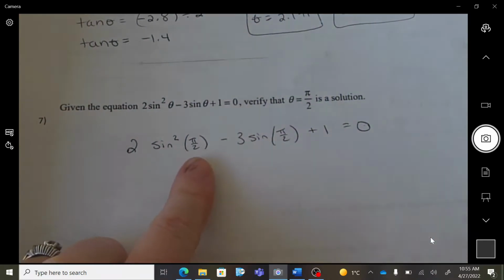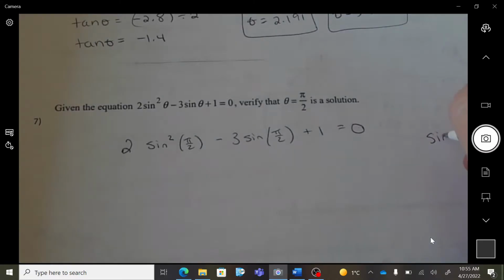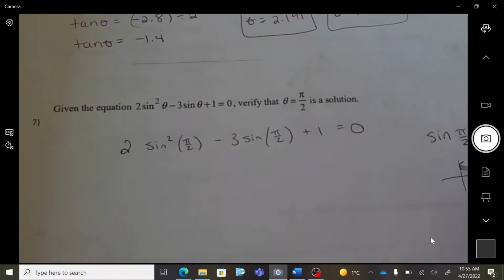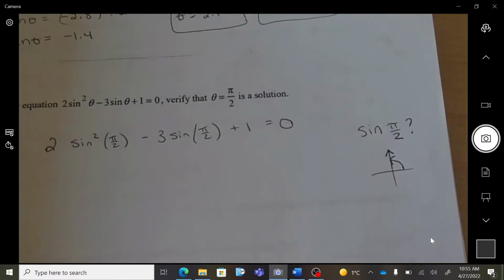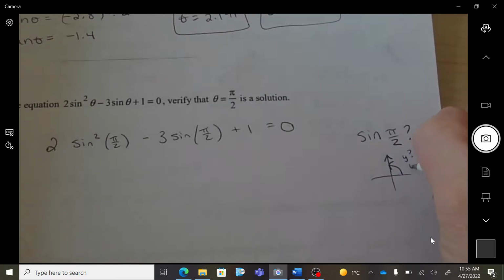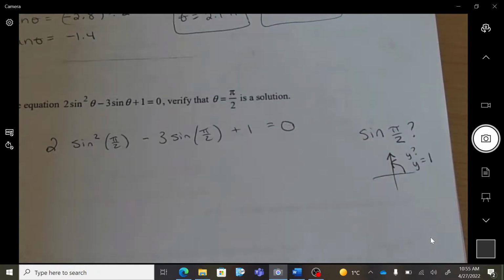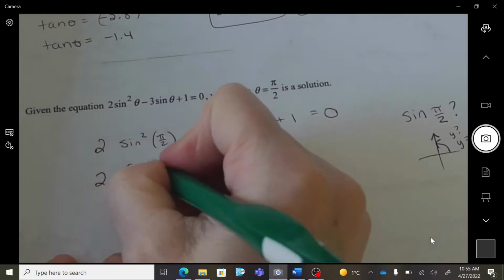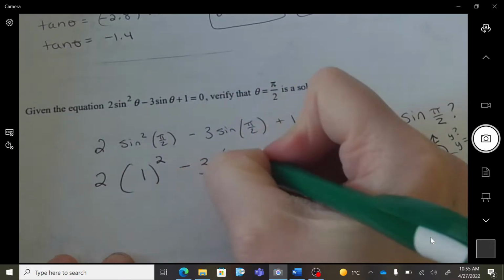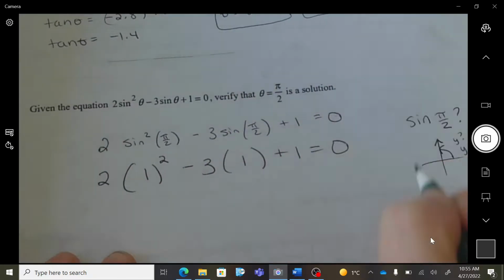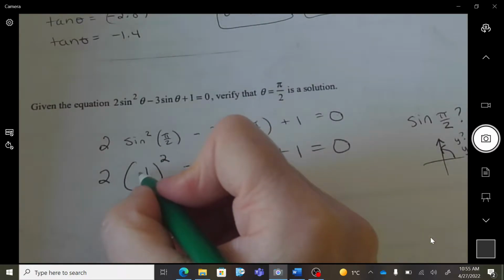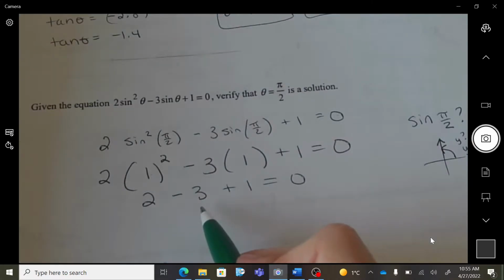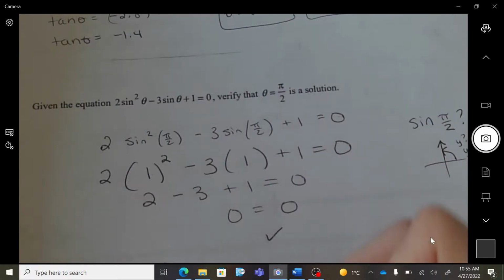Okay, so what is the sine of pi over 2? So when we're here, what is the y value? So that's a 1. So 2 times 1 squared minus 3 times 1 plus 1 equals 0. So 1 squared is 1, so that's just 2. So 2 subtract 3, negative 1 plus 1, 0. And now I've verified it.